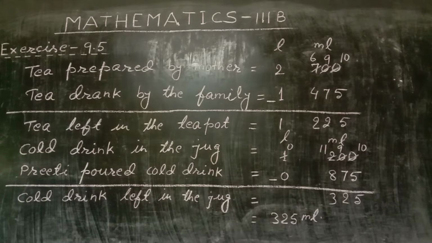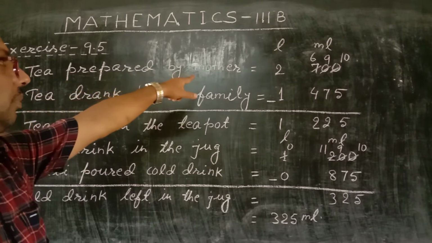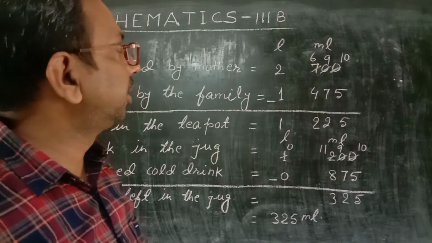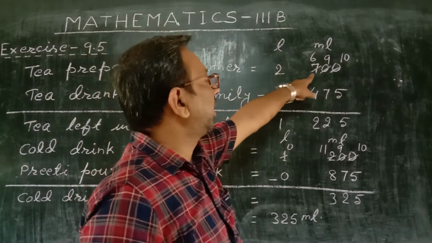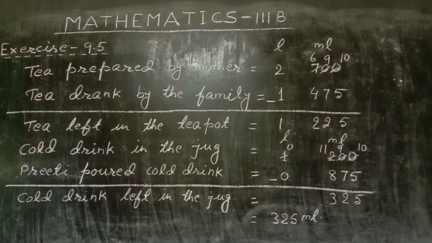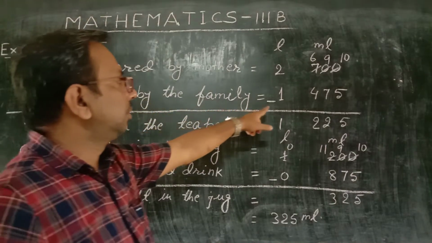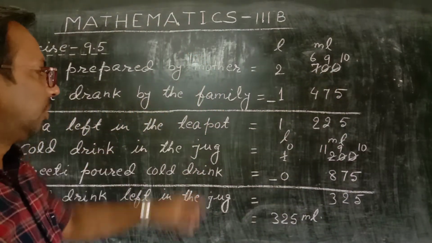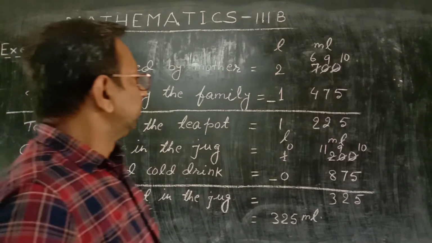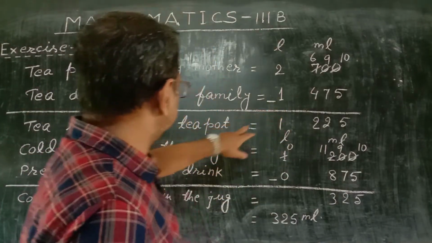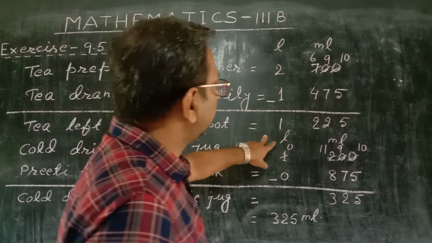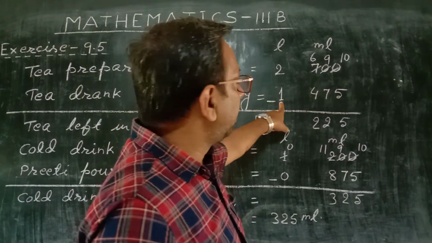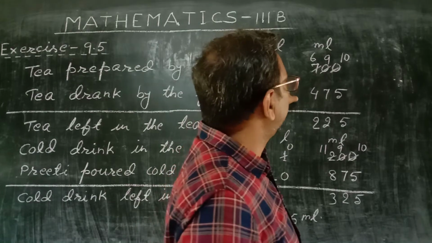For that, I have written the statement tea prepared by mother equal to 2 liter 700 milliliter. Making these two columns of liter and milliliter, I arranged 2 liter and 700 milliliter. Then tea drank by the family equal to 1 liter 475 milliliter. Tea left in the teapot, after this I wrote the statement tea left in the teapot equal to, here I have done subtraction. I have subtracted 1 liter 475 milliliter from 2 liter 700 milliliter.